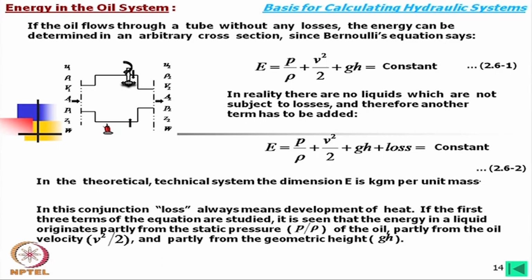These are major losses. If the first three terms of the equation are studied, it is seen that the energy in a liquid originates partly from the static pressure, that is P by rho of the oil, partly from the oil velocity, that is V square by 2, and partly from the geometric height g h. Okay. So, normally in the case of fluid power systems, this g h part can be neglected.